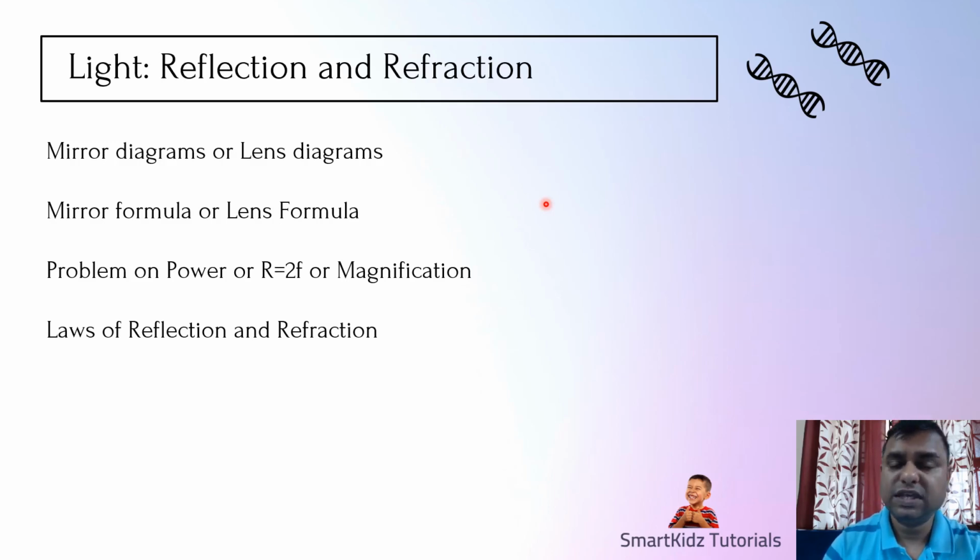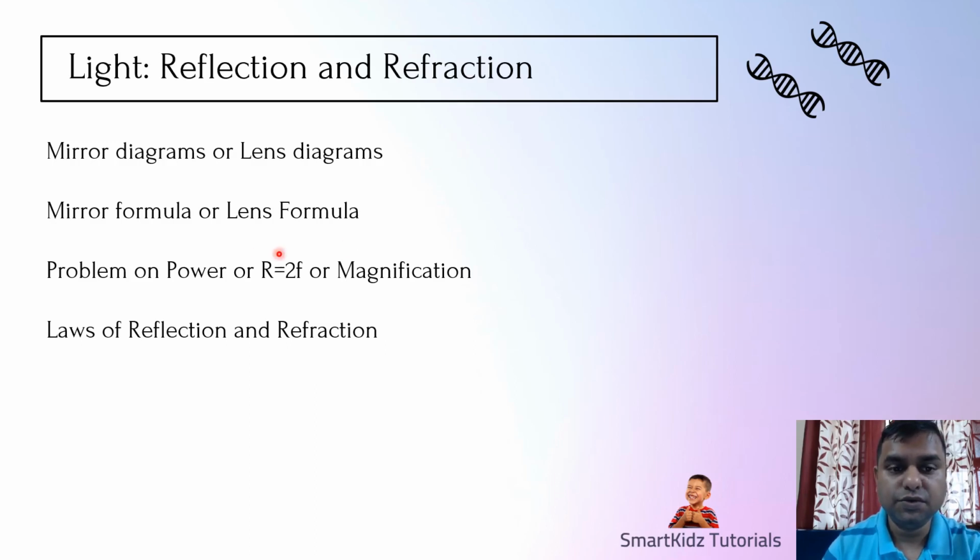Or you can skip mirror completely and study only about lens, study the diagrams which come about lens, and any applications with respect to lens only. In this way, you can choose what you wish to study. So some do only mirror and leave out lens. That's fine.